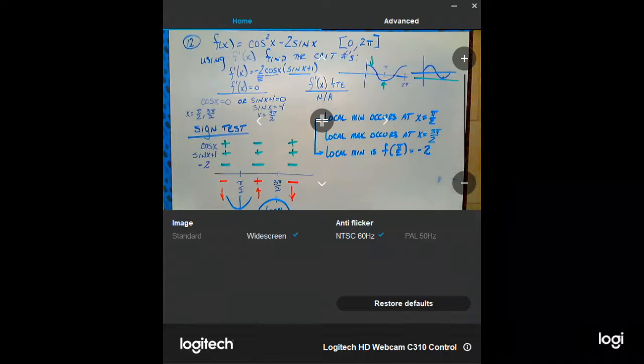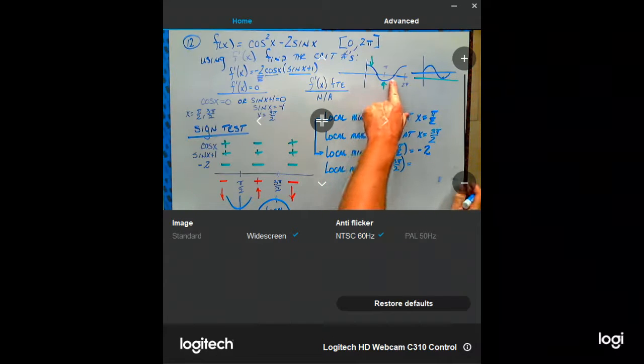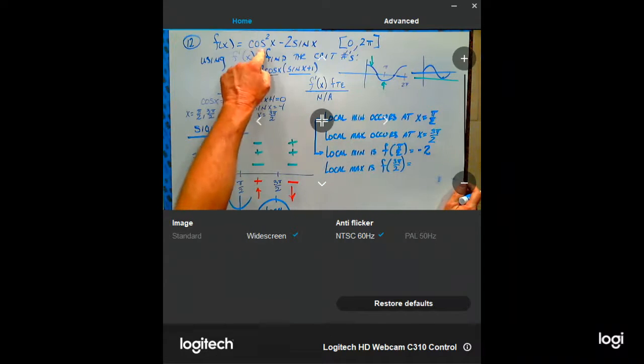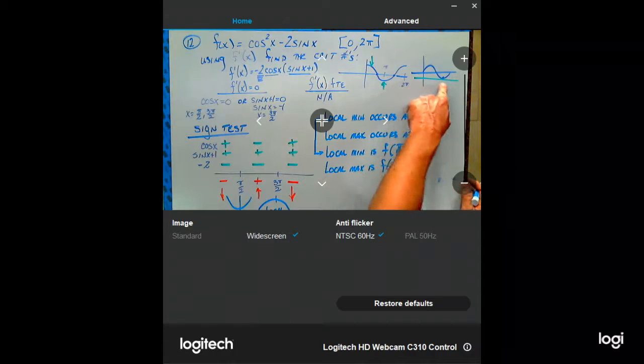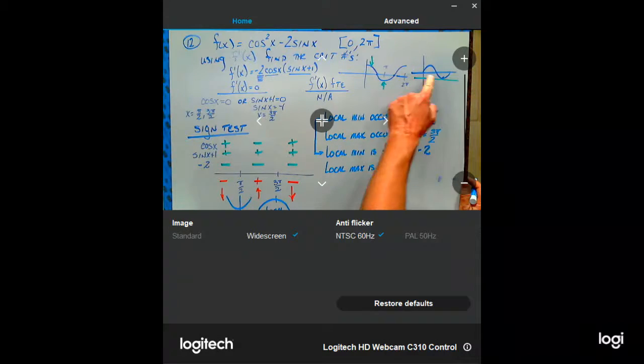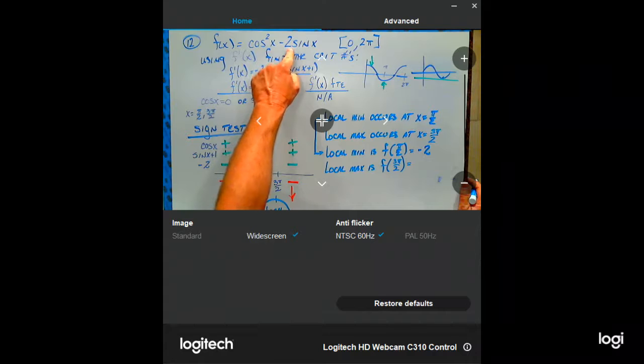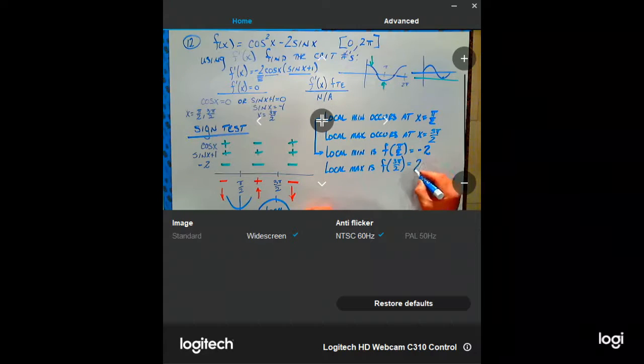And now, where would we find our local max? Well, our local max is f of 3 pi over 2. All right? So what are we going to get for that? Well, again, cosine of 3 pi over 2 turns out to be 0, so 0 squared is 0. Sine of 3 pi over 2 turns out to be negative 1. Negative 1 times negative 2 turns out to be positive 2.